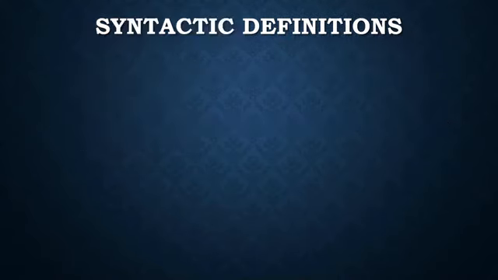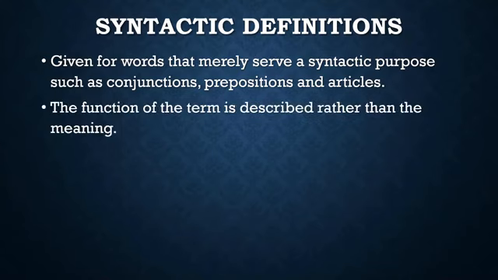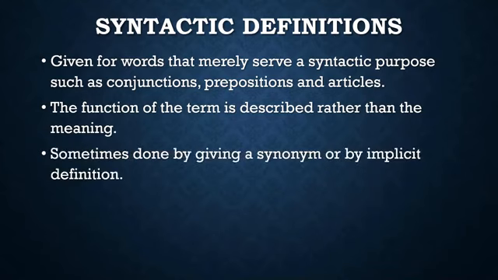Syntactic definitions are a bit more challenging. These are given for words that merely serve a syntactic purpose in our language, like conjunctions or prepositions and articles, like a and the, right? It's hard to define these terms, so instead what we often do is the function of the term is described rather than the meaning itself. So that might be done by giving a synonym or by an implicit definition.